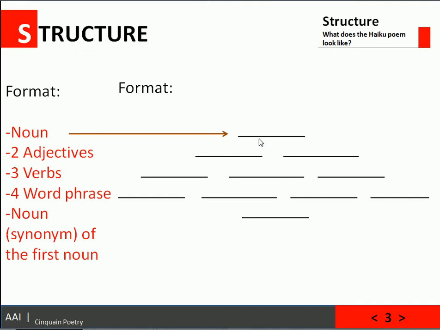Well, the first line contains a noun, a single noun. That single noun will describe or be the title of what the poem is about. That is followed by 2 adjectives that describe that noun. And then we have 3 verbs, and the 3 verbs also describe that noun. Then what we got here is a 4-word phrase, and that's a phrase or a group of words that also describe the noun. And finally, we have a last noun, which is a synonym of the first noun. So it should be a very similar word or another noun that's the same as the first noun.